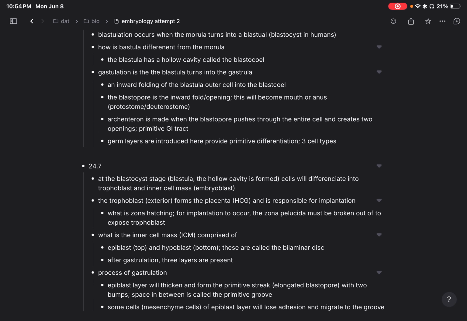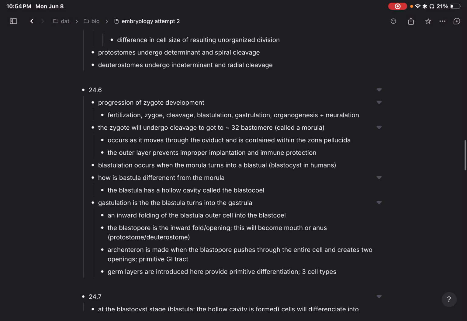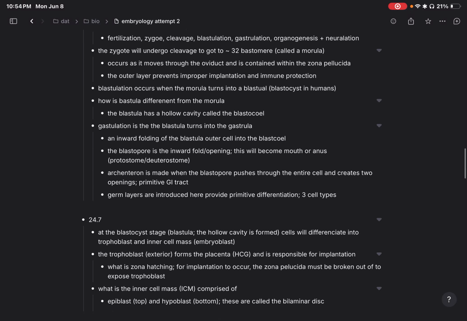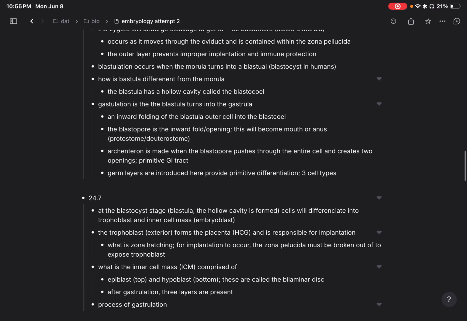So at the blastocyst stage, we're going to get the trophoblast and the inner cell mass. Embryoblast is the inner part, trophoblast is the outer part. That's why I was talking about trophoblast prevention in implantation. The trophoblast is the exterior, and that'll form the placenta, and that's also what's responsible for implantation. That's why we need the zona pellucida, because the trophoblast is the outermost layer. If we don't have the zona pellucida, the trophoblast will attach to the uterine wall and implant, and we don't want that to happen too early.